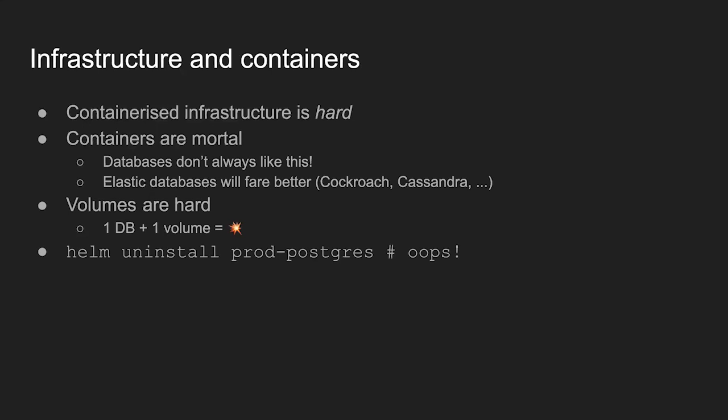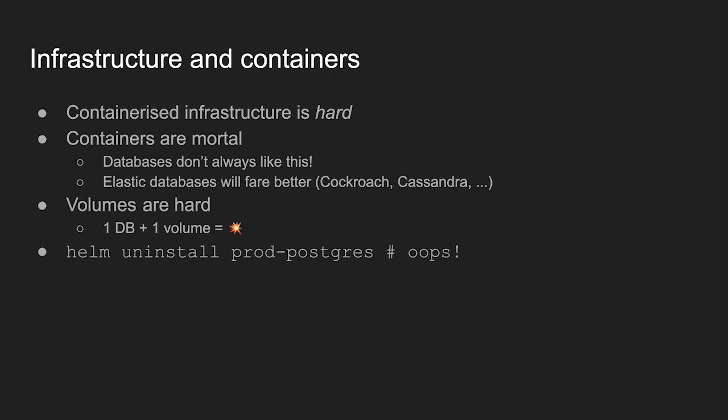So when it comes to infrastructure and containers, it turns out that it's really hard to do, especially because containers are mortal and your database in particular isn't a fan of this whatsoever. A more elastic database like CockroachDB, Cassandra, probably Elasticsearch, they're going to be a lot more tolerant if a container disappears, but that's not the same as it being a great scenario. Additionally, having an on-disk volume for your database is hard, especially when you have one Postgres instance, one volume. That's just a recipe for disaster. And of course, you can always fat finger a Helm uninstall Postgres and whoops, suddenly production's down. I have done all of these at some point, would not recommend it whatsoever.